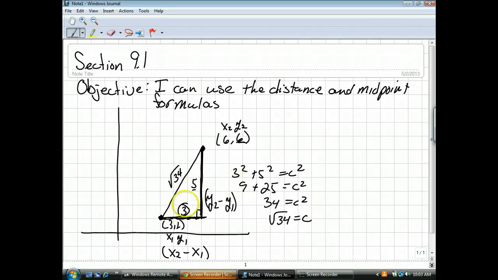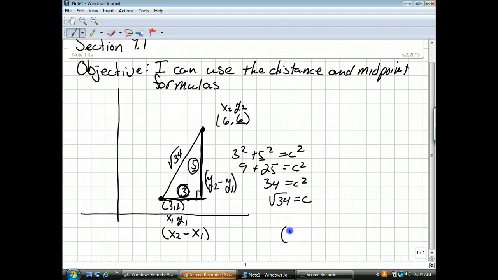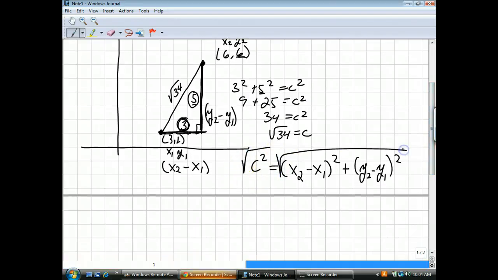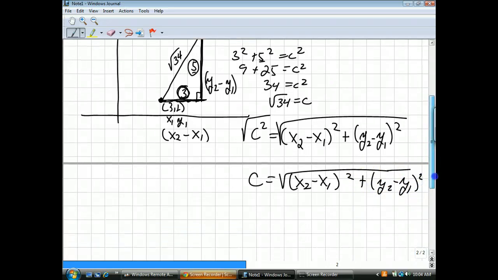And then we took the 3 that we got here and we squared it. And we took the 5 that we got here and we squared that. So therefore, if we take x2 minus x1 and square that, plus y2 minus y1 and square that, that should equal the hypotenuse squared, or the distance squared. And so then if I take the square root of both sides, I get c is equal to the square root of x2 minus x1, quantity squared, plus y2 minus y1, quantity squared, which is the distance formula.